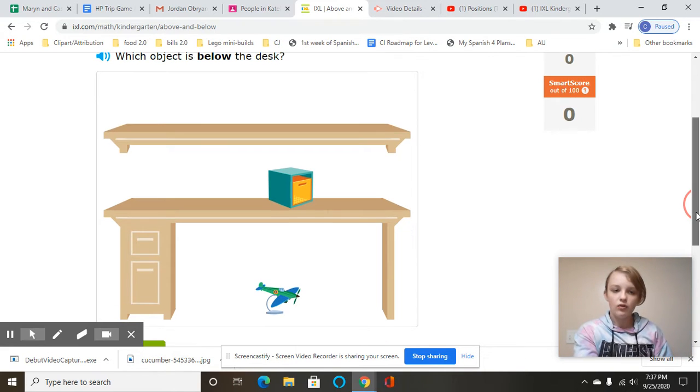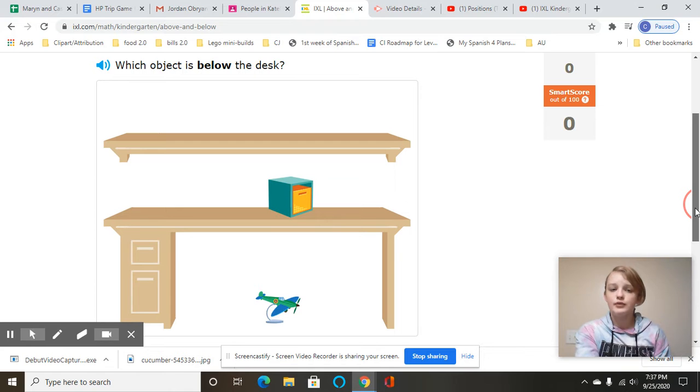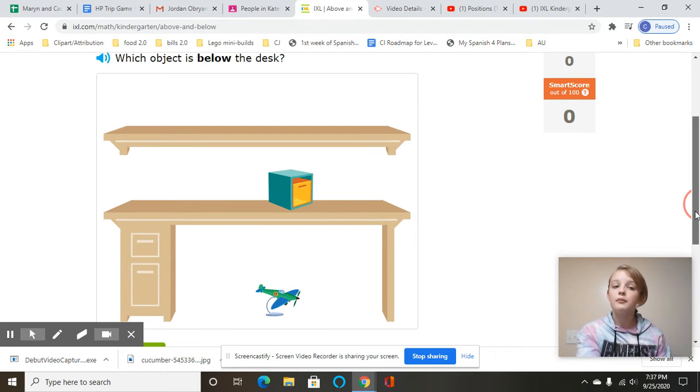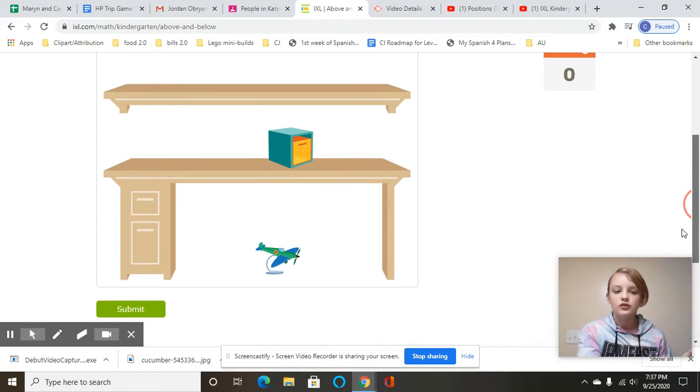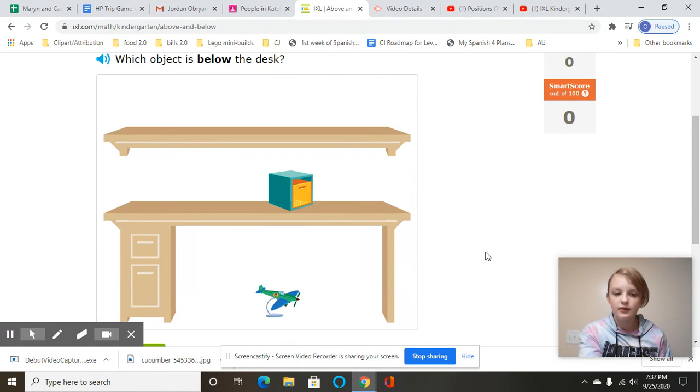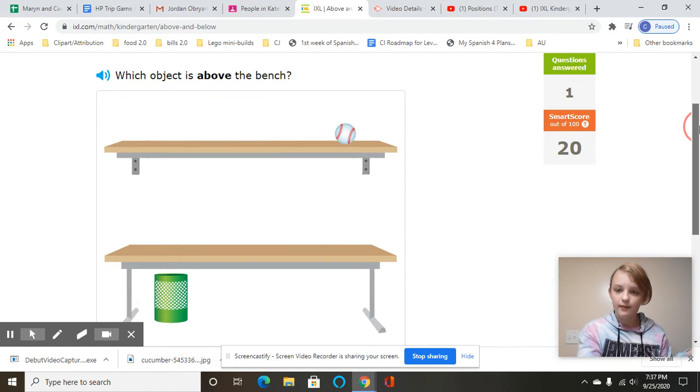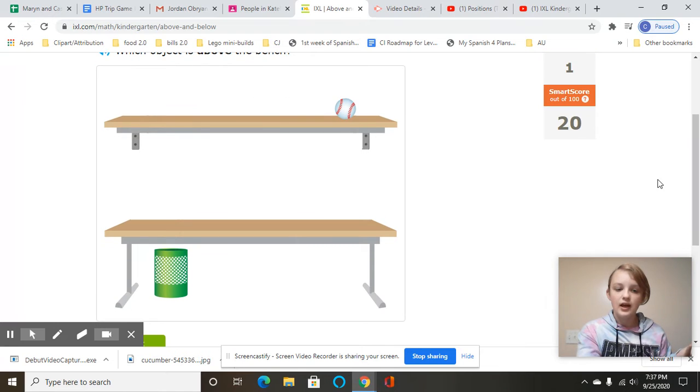Now, let's start with some examples. Which object is below the desk? Now remember, below is on the bottom. So we have to click on the object below the desk, which is the plane. Let's see if we're right. We did it.